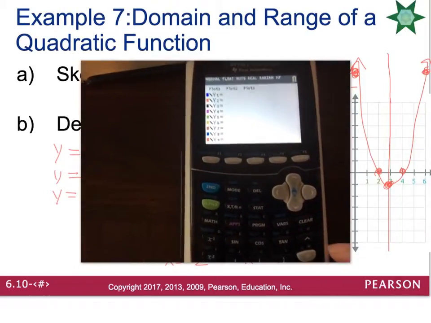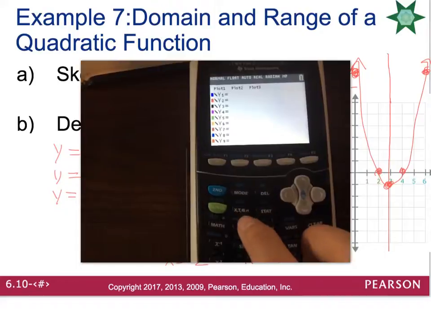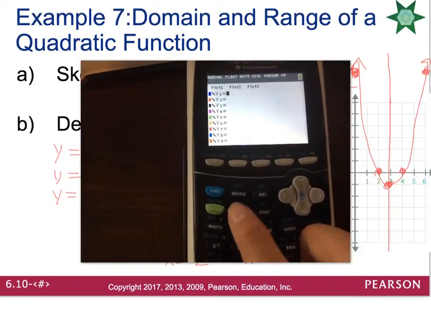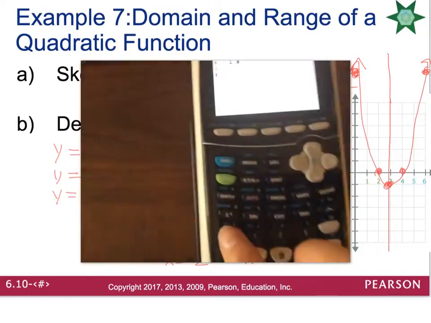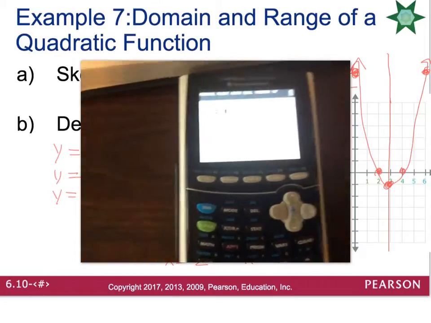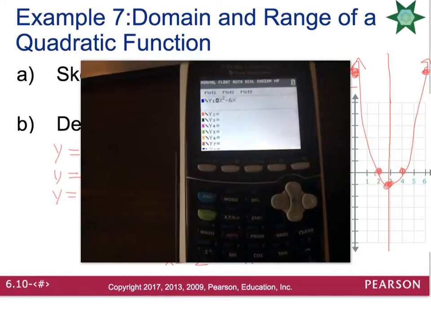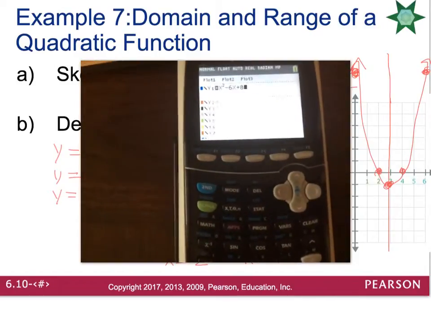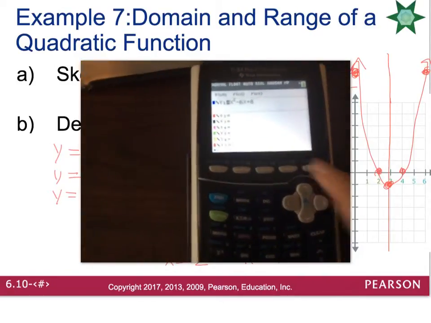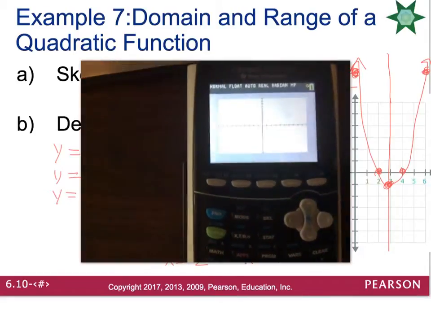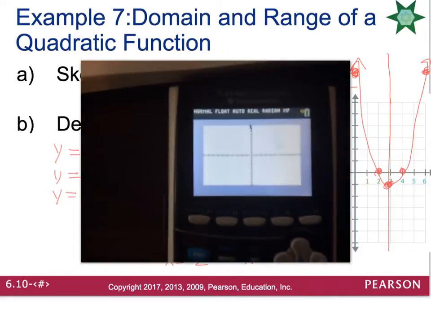My equation was x squared, so this is your x button, x comma t comma theta, x squared, and then minus 6x plus 8. I'm going to hit the button in the corner that says graph, and it's going to generate the parabola for me.